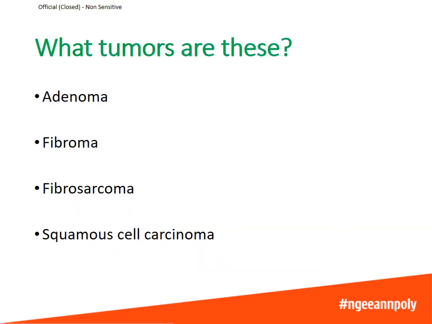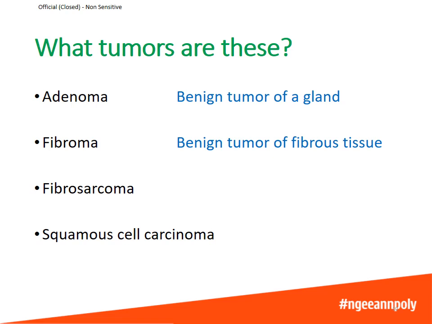Can you guess what tumors are these? Press pause to make your guess, then press play to check your answer. Adenoma is the benign tumor of a gland. So adeno means gland and oma means that this is a benign tumor. Fibroma is a benign tumor of fibrous tissue. So fibro stands for fibrous tissue and the oma tells you that this is a benign tumor.